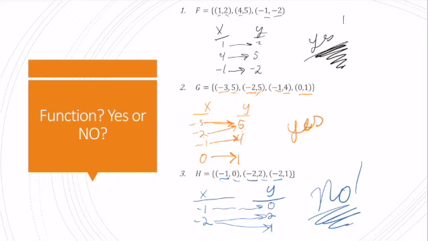Why is it not a function? Because if I push negative 2, what am I getting out? Am I getting out a 2? Am I getting out a 1? I have no idea. So this is not a function.